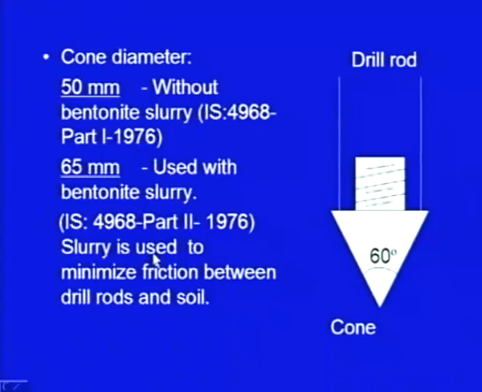Bentonite slurry is used to minimize friction between the drill rod and the soil. When this rod is penetrated into the ground, friction will be acting on the sides of the rod. We want to minimize that friction, because what we need is only the resistance which is being offered at the cone. So, we try to minimize the friction at the sides of the rods, and here bentonite slurry is used. These are the standard specifications of the cone.